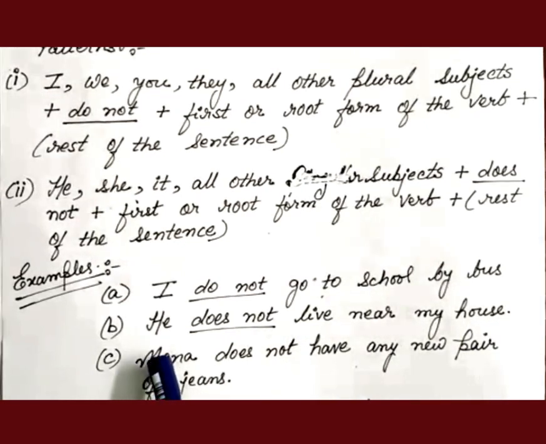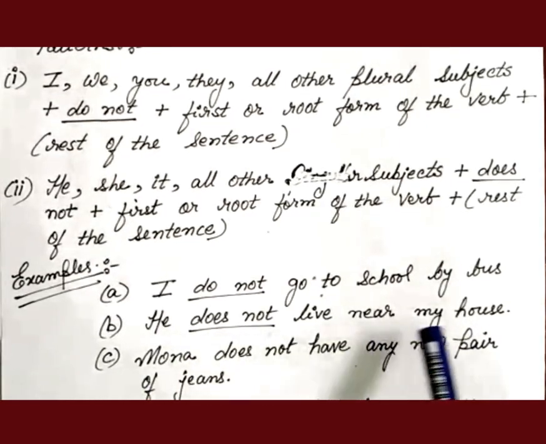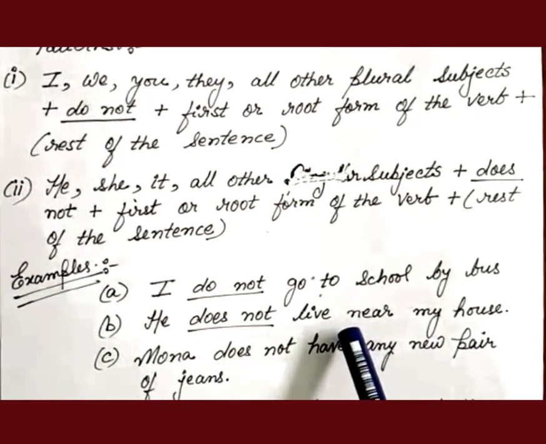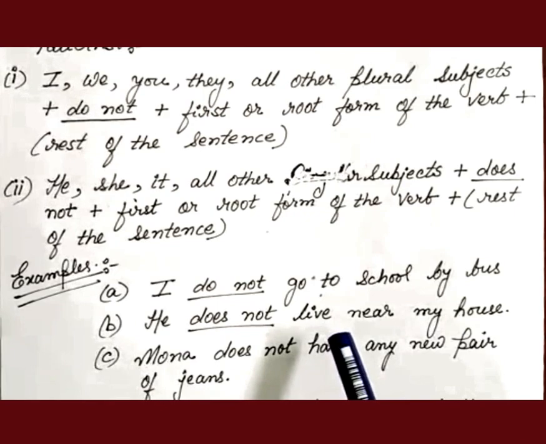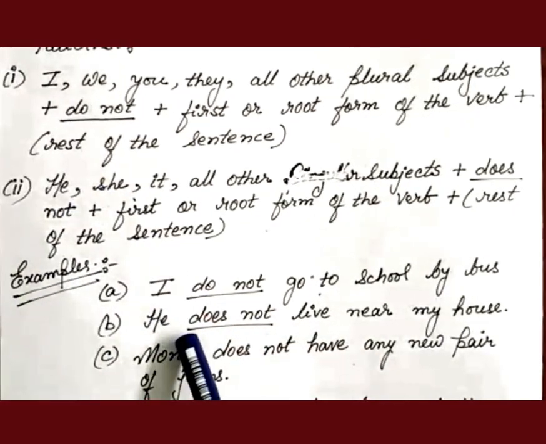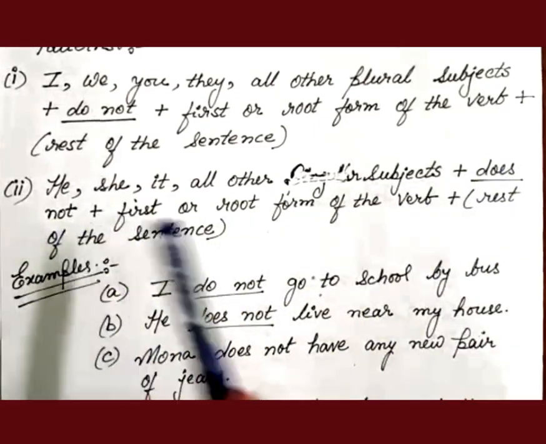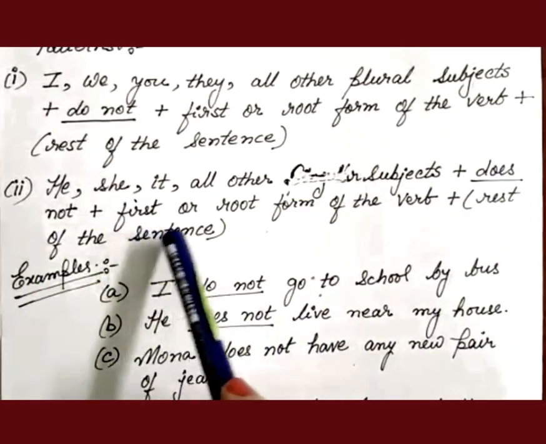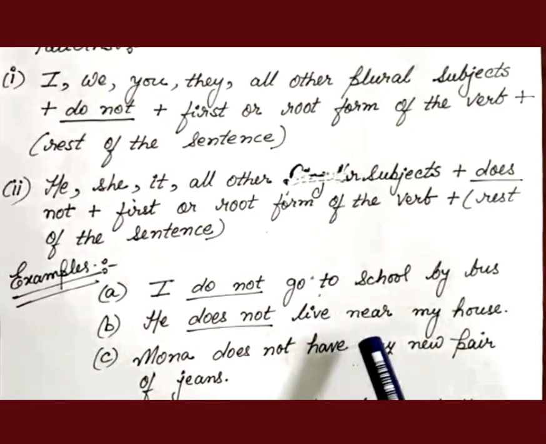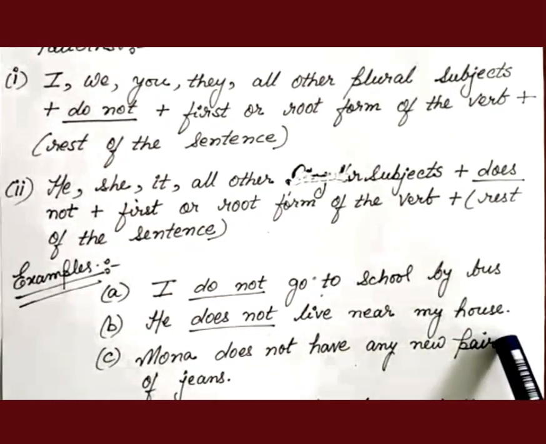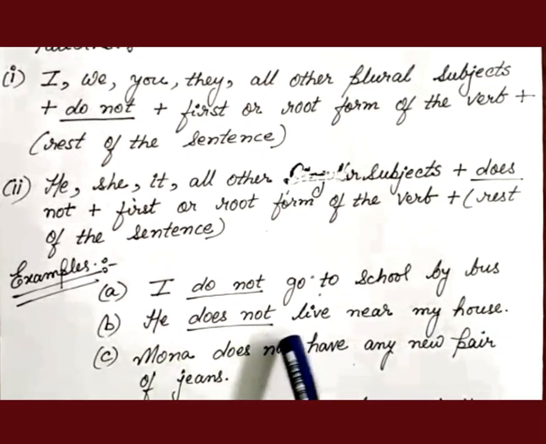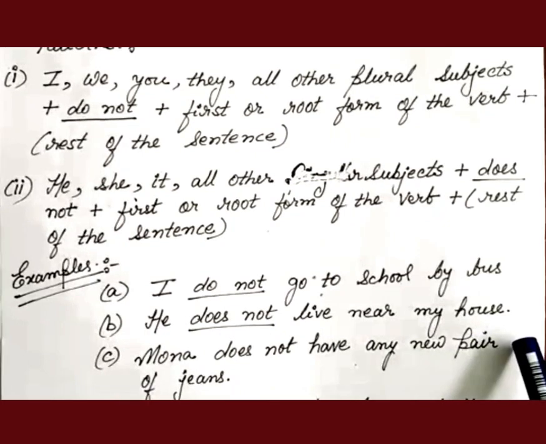Let's see the second example. He does not live near my house. Now this has been formed following the second pattern. Let's see. He plus does not plus first or root form of the verb, that is live, plus rest of the sentence, that is near my house. Hence forming a negative sentence, he does not live near my house.